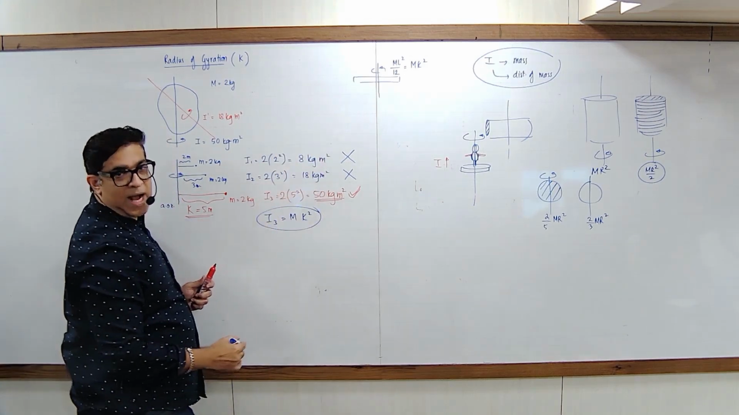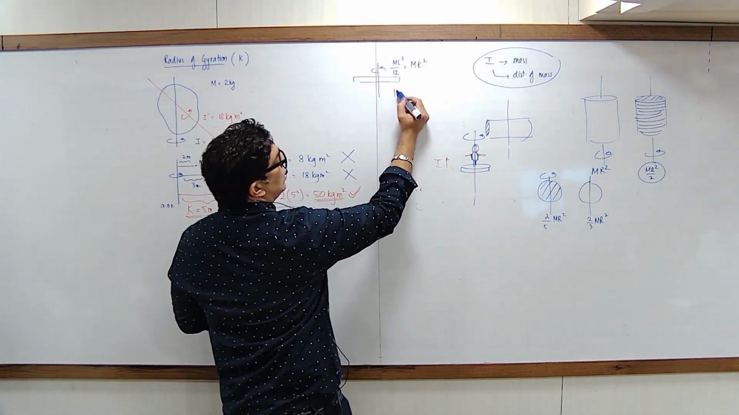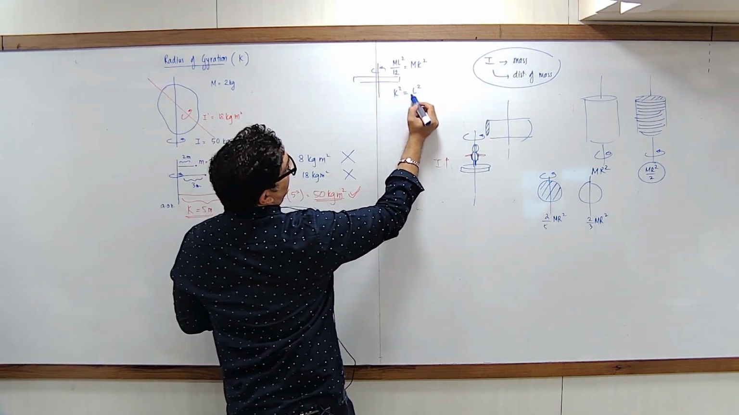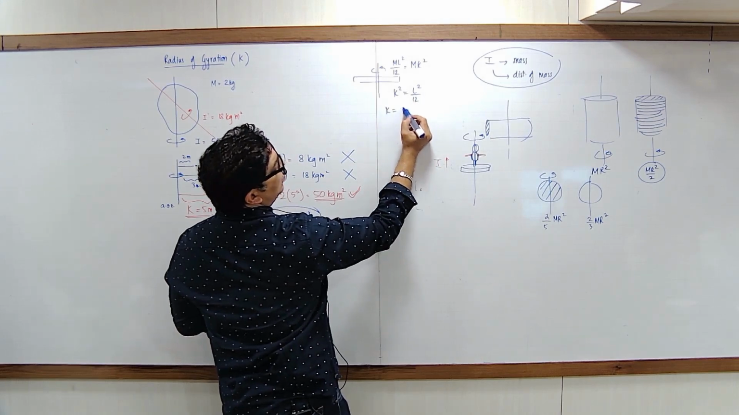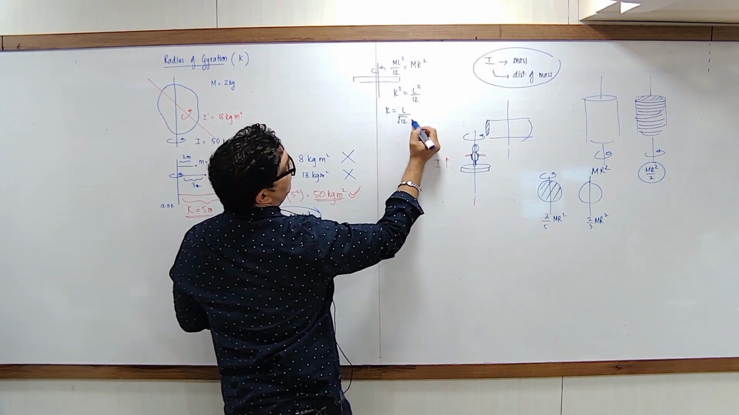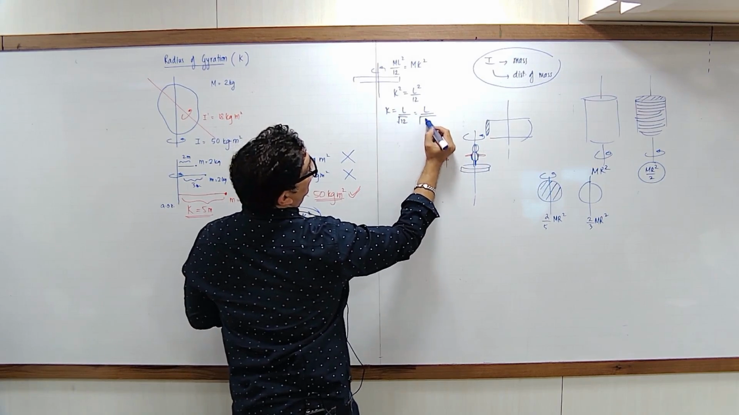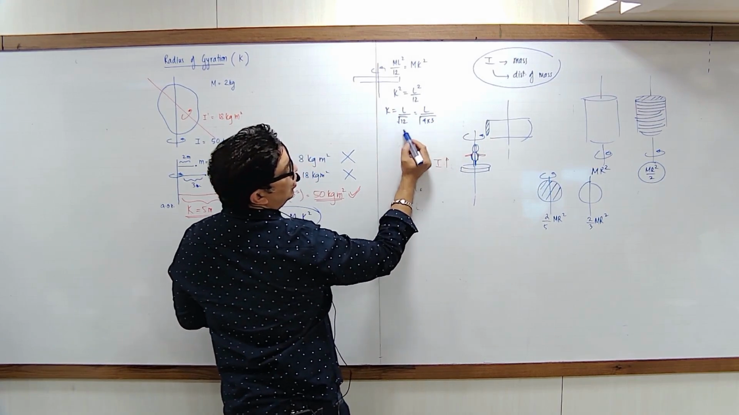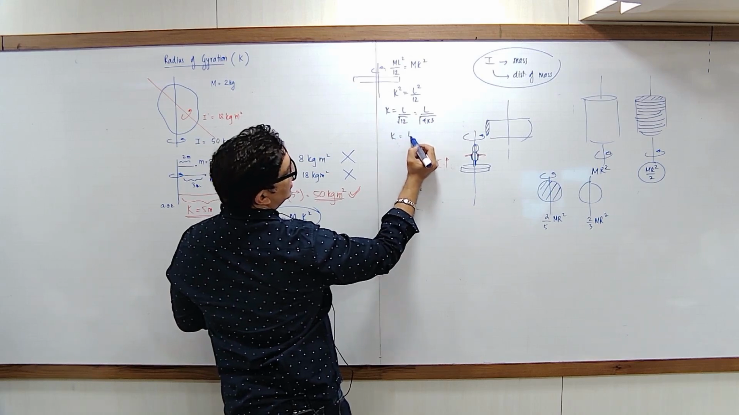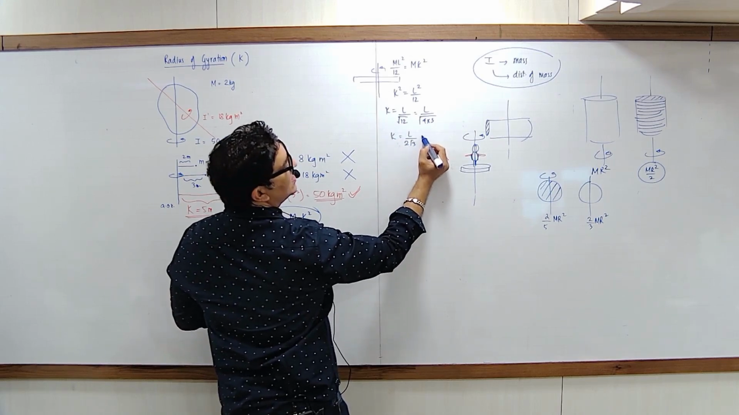I equate the two. What will m be? Cancel. So student, what is k square equal to? L square by 12. But I want k. What is k equal to? L by root 12. Can I write 12 as 4 into 3? Quickly, what is the root of 4? So what is k equal to? Come on. L by 2 root 3. This is radius of gyration.